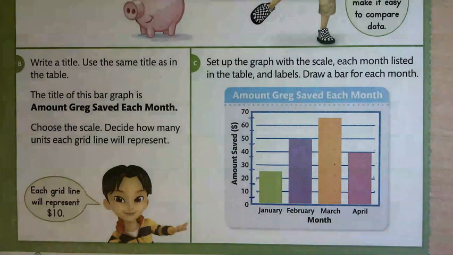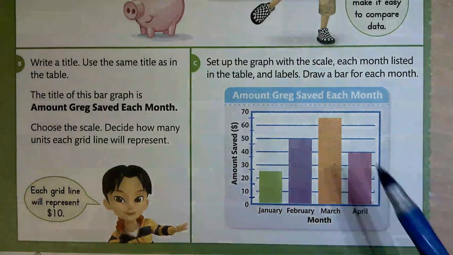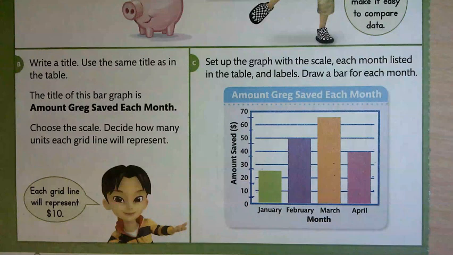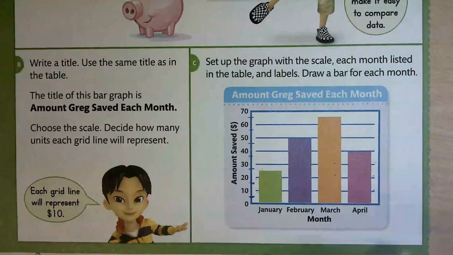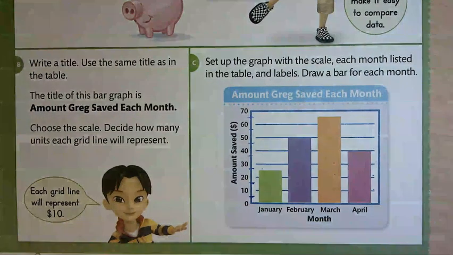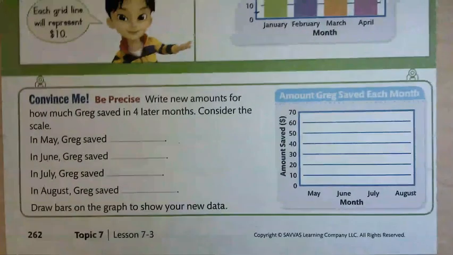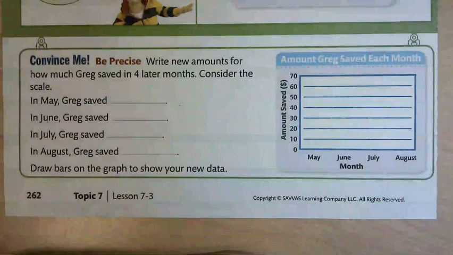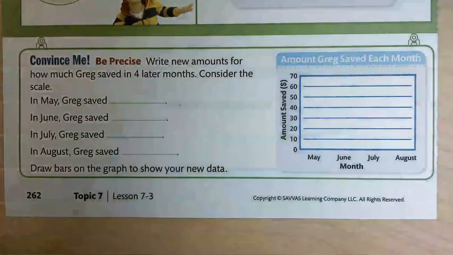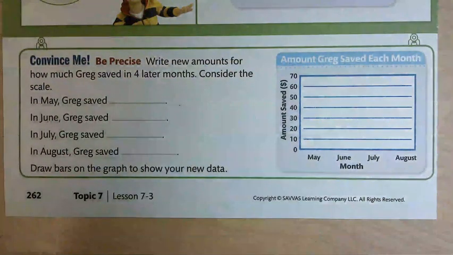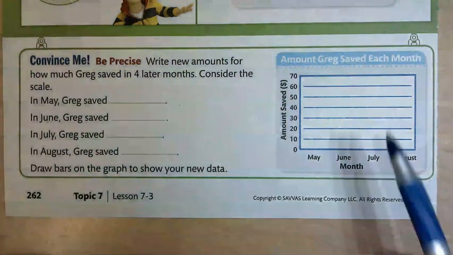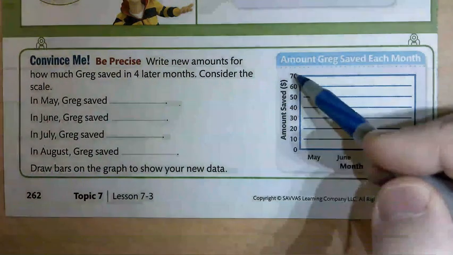So then we can say, well, which months did he do the most? Which 2 months did he save the most? And I can just look for which 2 are the tallest, right? I could say, which month did he save the least? And I could look for which one is the smallest bar. And that's exactly what we're doing here in this type of a problem. So we're going to come down here. We're actually going to do the convince me today, but I'm going to give you the different numbers for this one. All right. So it says write new amounts for how much he saved in the next 4 months and consider the scale. So when I see the scale over here, I see that it only goes up to 70.